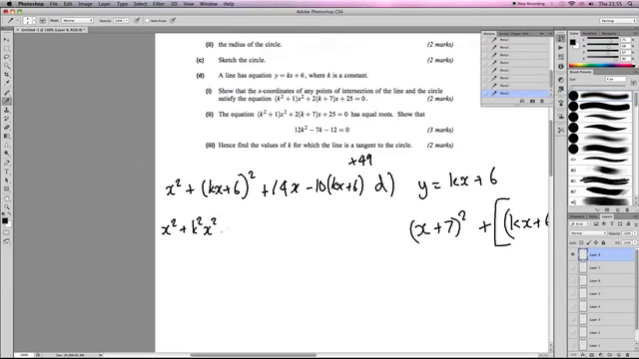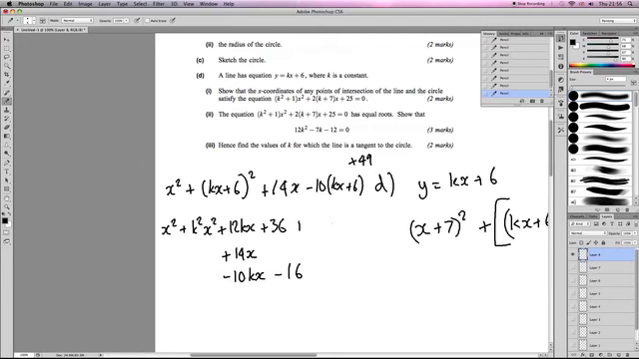Plus double 6. What's double 6? 12. 12kx. And then plus 36. Then plus 14x. I'll put it here. Plus 14x. And then I've got to do minus 10 times this. So minus 10kx and minus 60.